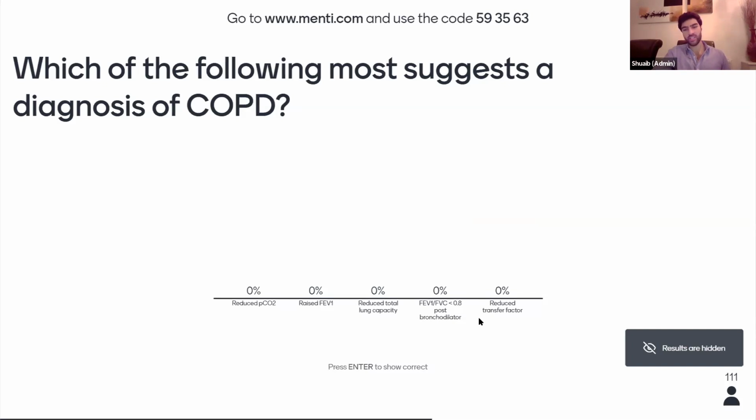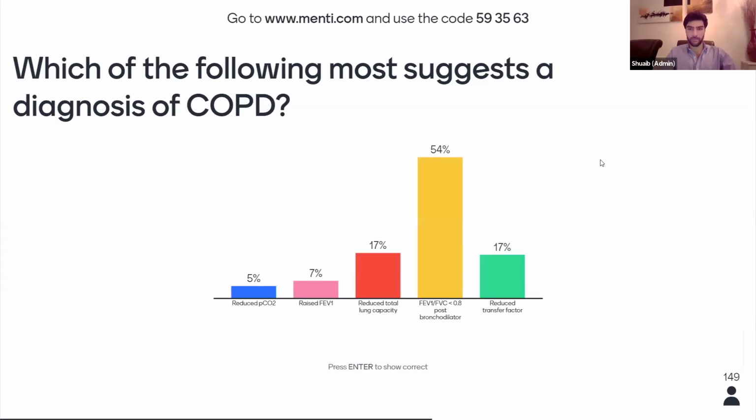So quite a wordy answer. But let's see what you guys think. So I know it's 6 o'clock now. Hopefully give me another 5 or 6 minutes and we'll get to the end of this case. Okay, so the answer is reduced transfer factor. Bit of a tricky one.